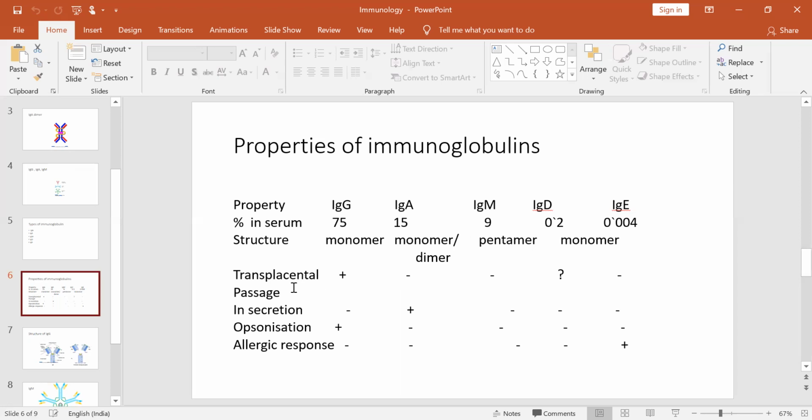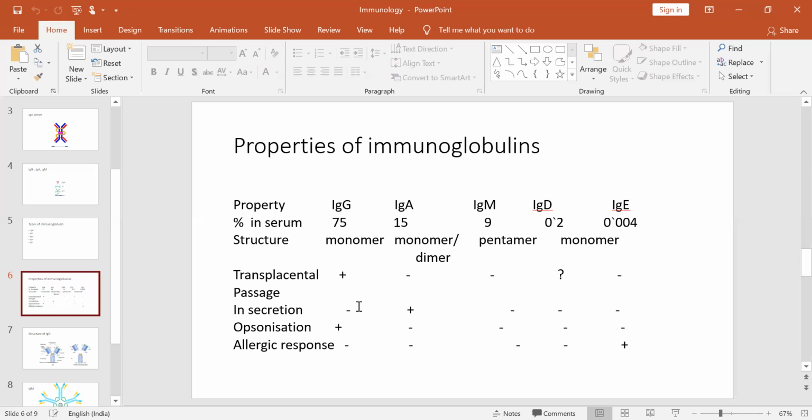Now the transplacental passage. During pregnancy, the immunoglobulin is present in the mother's serum. The fetus is immunized through the mother's immunoglobulin. During delivery, IgG immunoglobulin can cross the placenta to the baby, to the fetus. But no other immunoglobulin can cross the placental membrane.